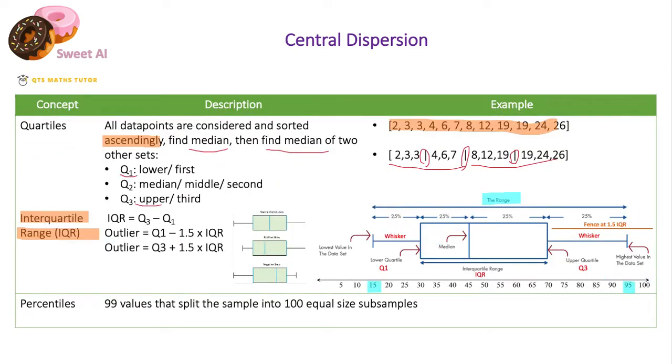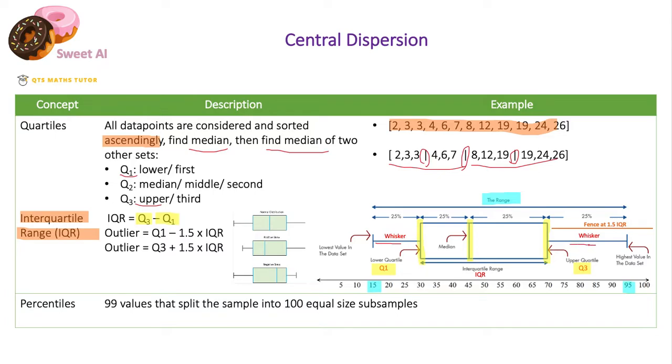And what we are going to do, as you see, is get the median here, and then we get the median of the left side, and then we get the median of the right side. This is called Q1, this is called Q2, and this is called Q3. And the difference between Q3 and Q1 is called IQR, or interquartile range, right? And these lines are called whiskers.